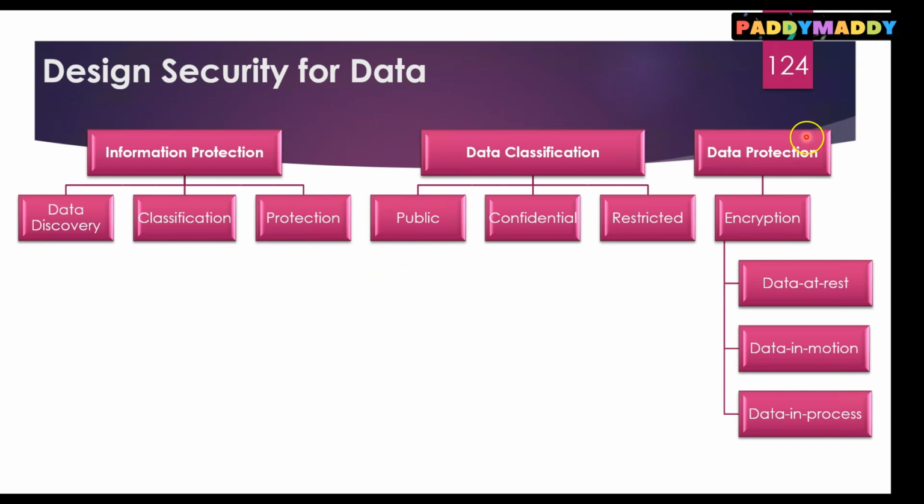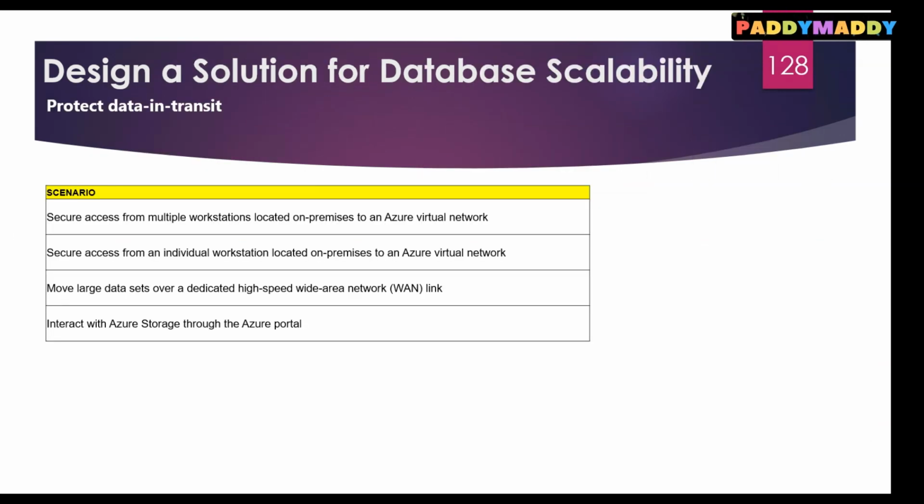Let's also talk about data protection in transit. When we say transit, it's in between. Let's take some more scenario-based examples. Let's say you have multiple workstations that are trying to connect by using your virtual network or VPNs. What kind of solution are you going to offer for securing access from an individual workstation located on premises to an Azure VNet? How are you going to secure that in transit?